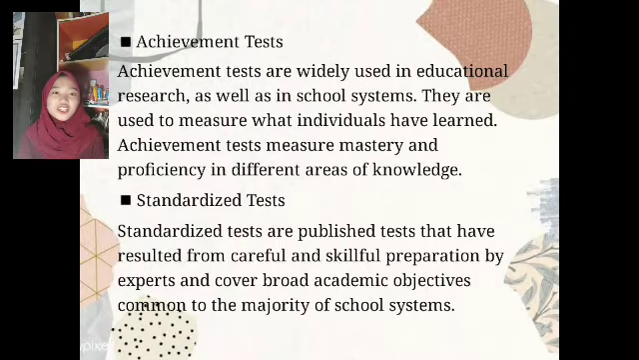The first, achievement tests. Achievement tests are widely used in educational research as well as in the school system. They are used to measure what individuals have learned. Achievement tests measure mastery and proficiency in different areas of knowledge by presenting subjects with a standard set of questions involving completion of cognitive tasks. The second, standardized tests are published tests that have resulted from careful and skillful preparation by experts and cover broad academic objectives common to the majority of school systems.